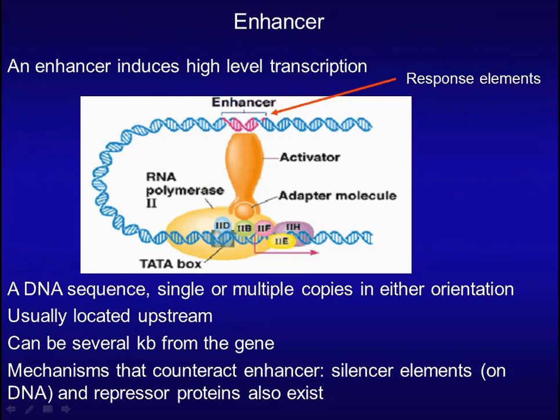It is a DNA sequence, single or multiple copies, in either direction. Usually, it is located upstream of the gene, but it can be downstream. It can be far or can be close to the gene. Mechanisms that counteract enhancer also exist, that include silencer elements, a particular DNA sequence, and repressor proteins. Repressor proteins bind enhancer, suppress transcription of the target gene.